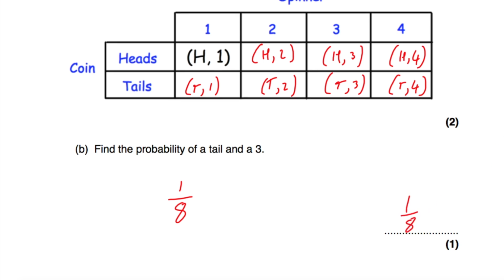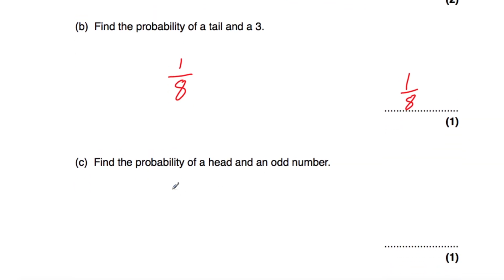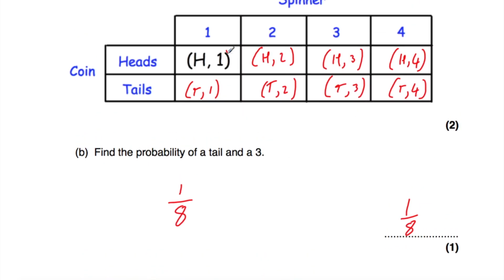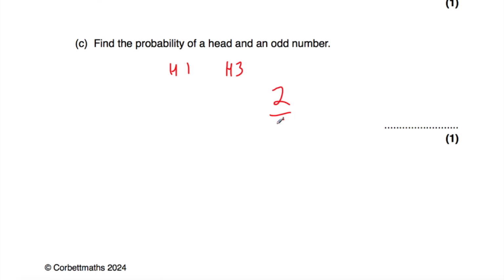And then part C says find the probability of a head and an odd number. That would be a head and a 1, or a head and a 3. There are two possible outcomes, a head and a 1, and a head and a 3. So that's a head and an odd number, a head and an odd number. So that's 2 out of 8, or 2/8. We could write 2/8 if we wanted to, but I'm going to cancel it down by dividing both of those by 2 to get a quarter. So the probability of a head and an odd number would be 1/4, or you could write 2/8. And that's it.